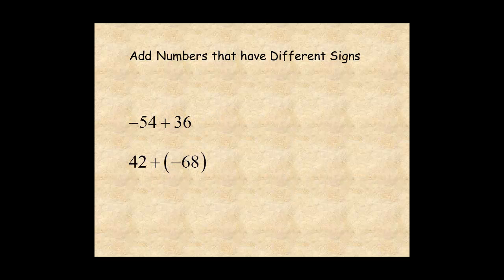Here are two more examples to help you understand this rule. To add -54 plus 36, find the difference of the absolute value of the two numbers, 54 minus 36. The sign of the sum is negative because the sign of the number with the largest absolute value is negative. And the answer is -18.